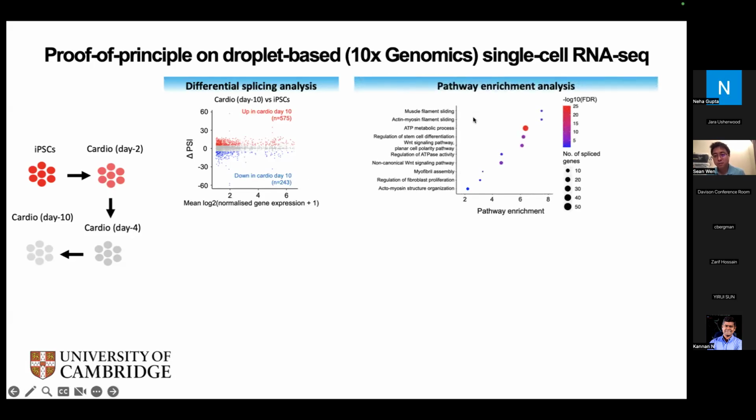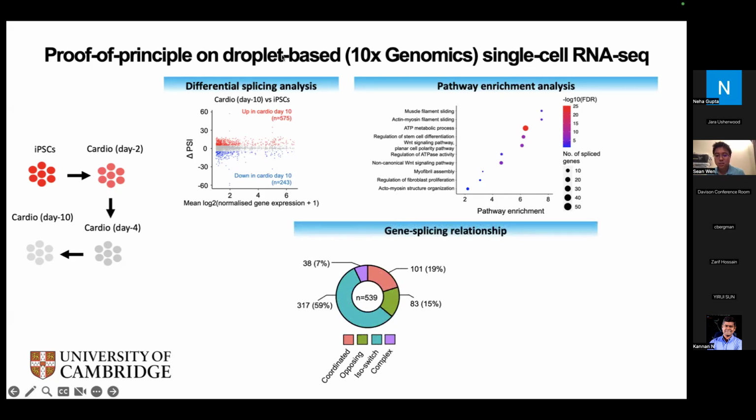We can also do a pathway enrichment analysis. So take the list of genes whose splice junctions are differentially expressed between the two cell types and ask ourselves which biological pathways are enriched in this list of genes. And you can see over here, the top genes that are differentially spliced are related to muscle functions. That's not surprising because these, after all, are cardiomyocytes. So these are cardiac muscle cells.